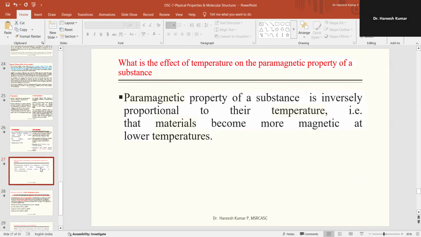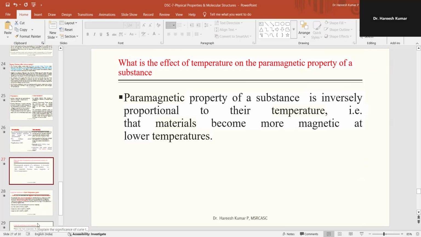Let's take one more question. What is the effect of temperature on the paramagnetic property of a substance? The paramagnetic property of a substance is inversely proportional to the temperature. That is, the material becomes more magnetic at lower temperature.